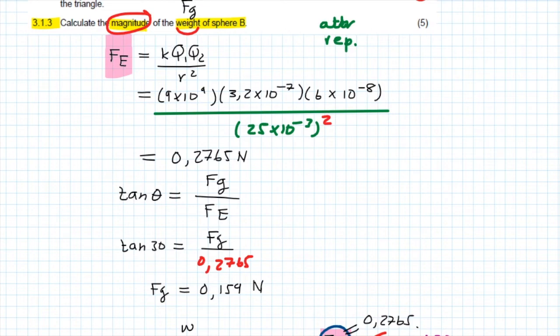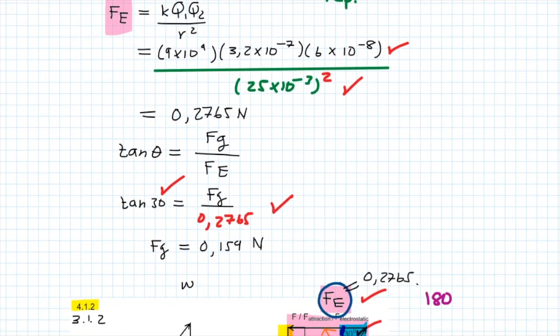Now this question is out of 5 marks, so marks will be awarded as follows. You're going to get 1 mark for what you substitute at the top of the formula for the electrostatic force, 1 mark for what you substitute at the bottom, 1 mark for your tan 30 degrees, 1 mark for what you substitute on the right hand side, and 1 mark for your final answer of 0.159.